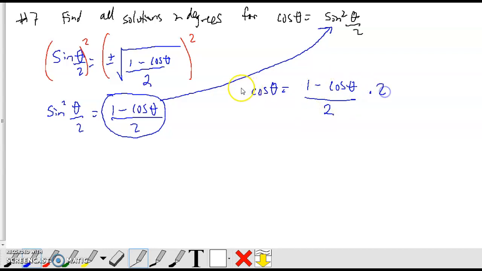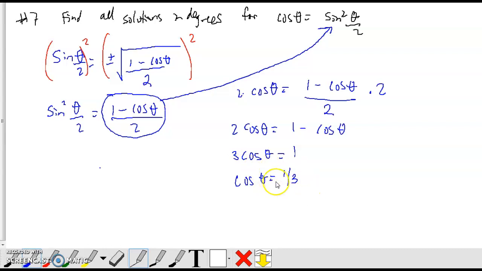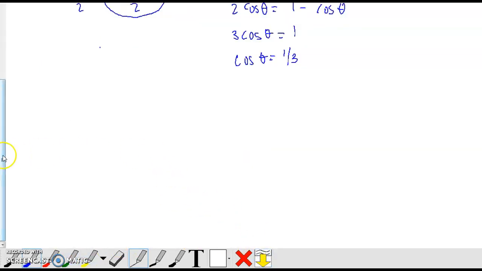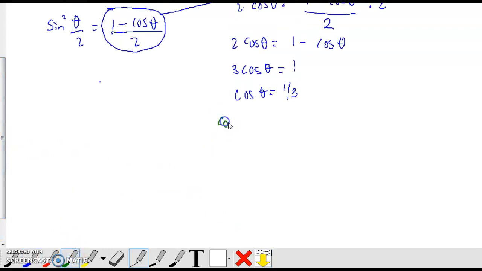Multiply 2 to both sides. So 2 cosine of theta is equal to 1 minus cosine of theta. Add cosine, so I get 3 cosine of theta is equal to 1. Cosine of theta is equal to 1/3. This is also the first example where 1/3 is not on our unit circle, so we have to talk about our inverse. So this becomes the inverse cosine of 1/3 is equal to theta.